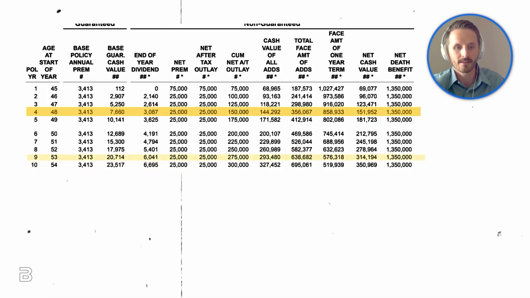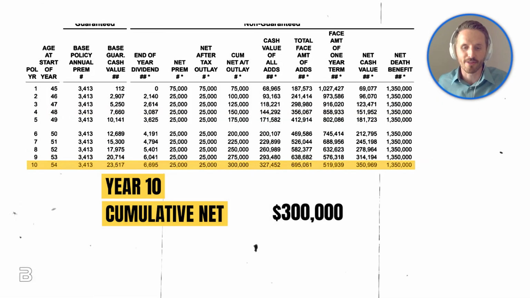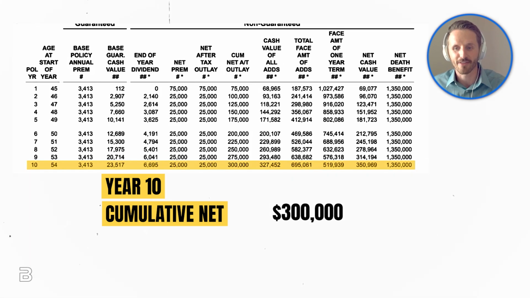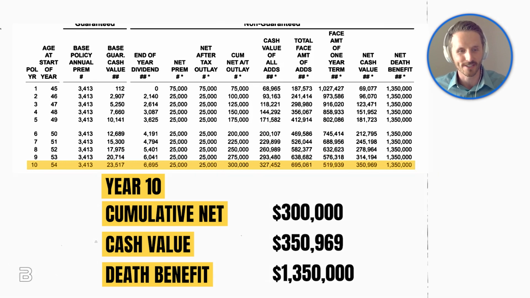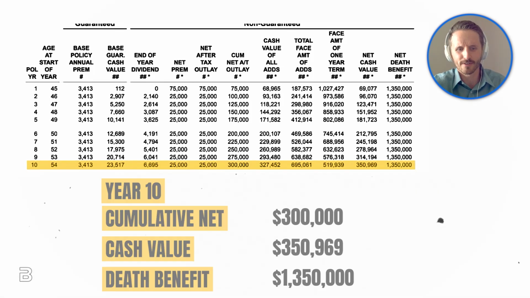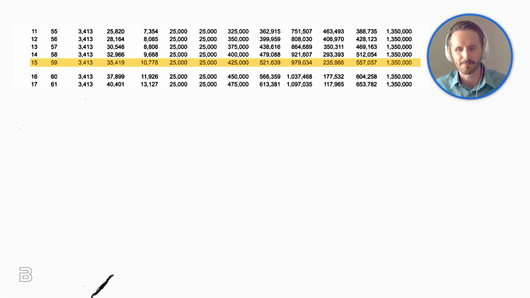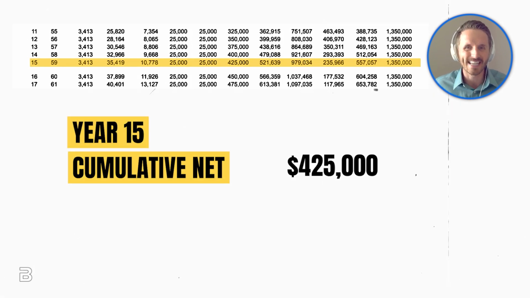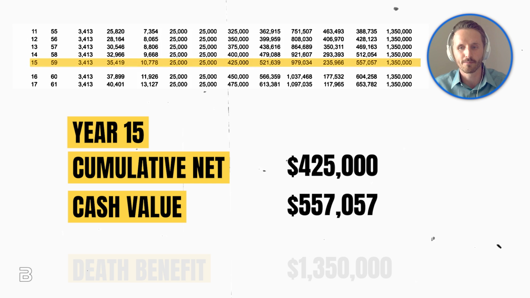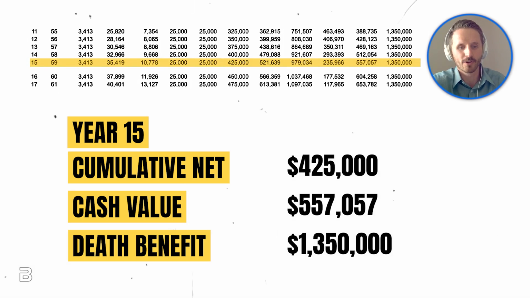Just to go on a little bit further. You have year 10 coming up here, and in year 10, you've put in 300,000. You have over 350,000 of cash available to borrow against, and 1.35 million of net death benefits still. It's just awesome. Year 15 rolls around. This example client has put in 425,000, with 557,000 of cash value and 1.35 million of death benefit. And then we'll go on to year 20.